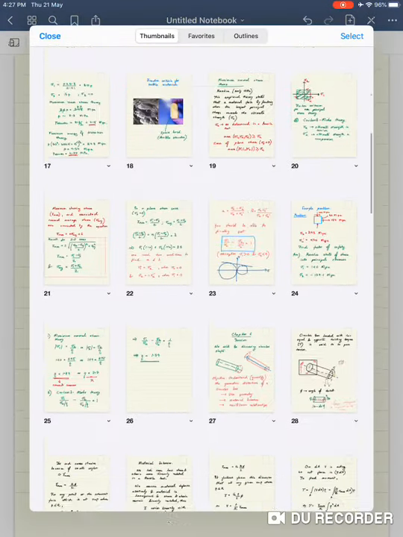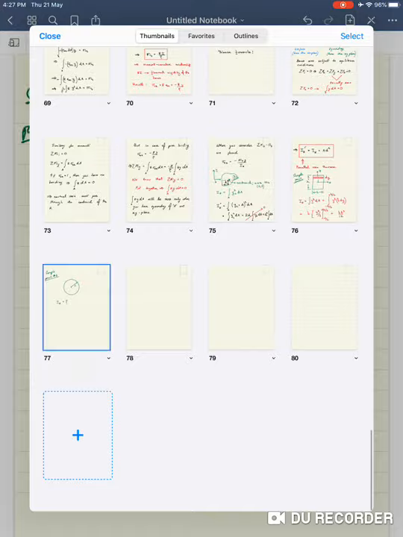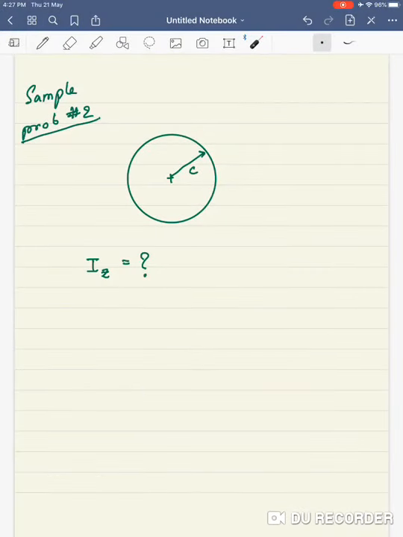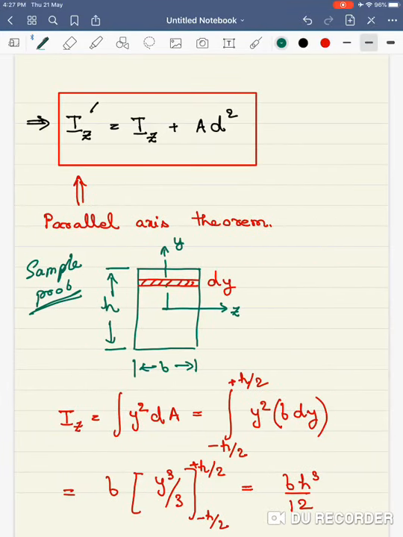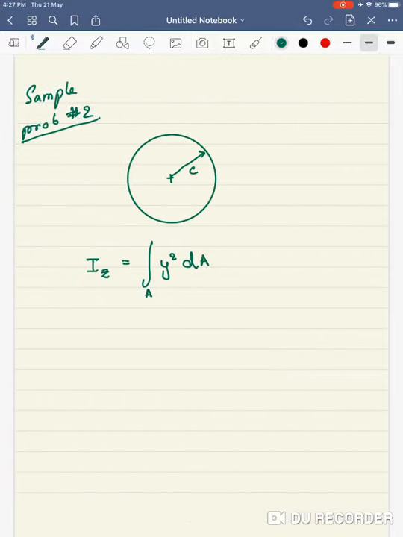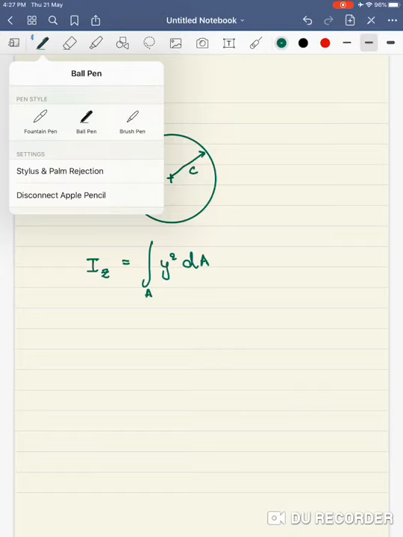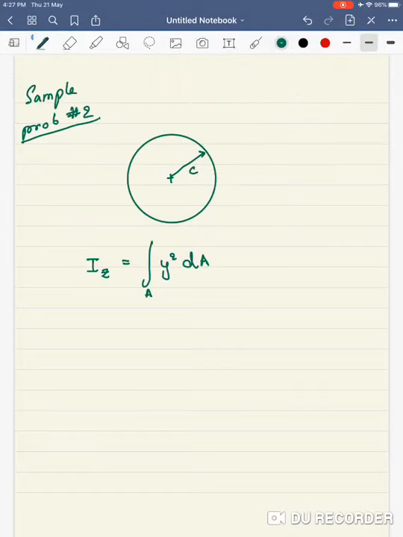Okay, so now Iz, which we know already, is the integral of y square dA over the area. And the question is how to evaluate this. Obviously, you can go back to doing something similar to the last example, and you can repeat it. But here we can take advantage of a very equation that is valid in the case of circles, and that is now.